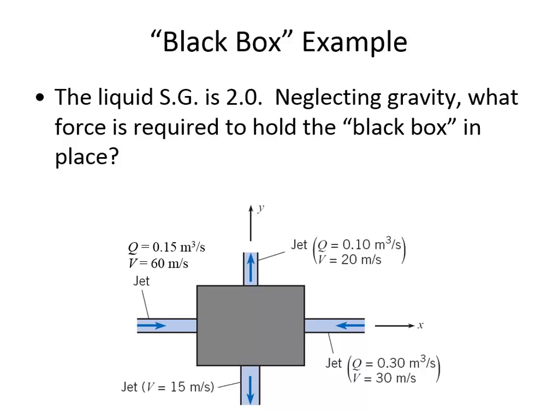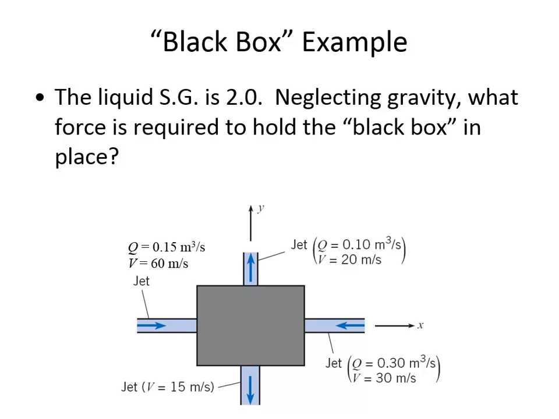Flow rate in equals flow rate out. Correct. Very good. So we're simply going to apply the continuity equation and say that the mass flow rate into that black box will equal the mass flow rate out of the black box. And then once we establish what the mass flow rate out is on the bottom jet, we can apply a momentum equation. It's going to be really straightforward.